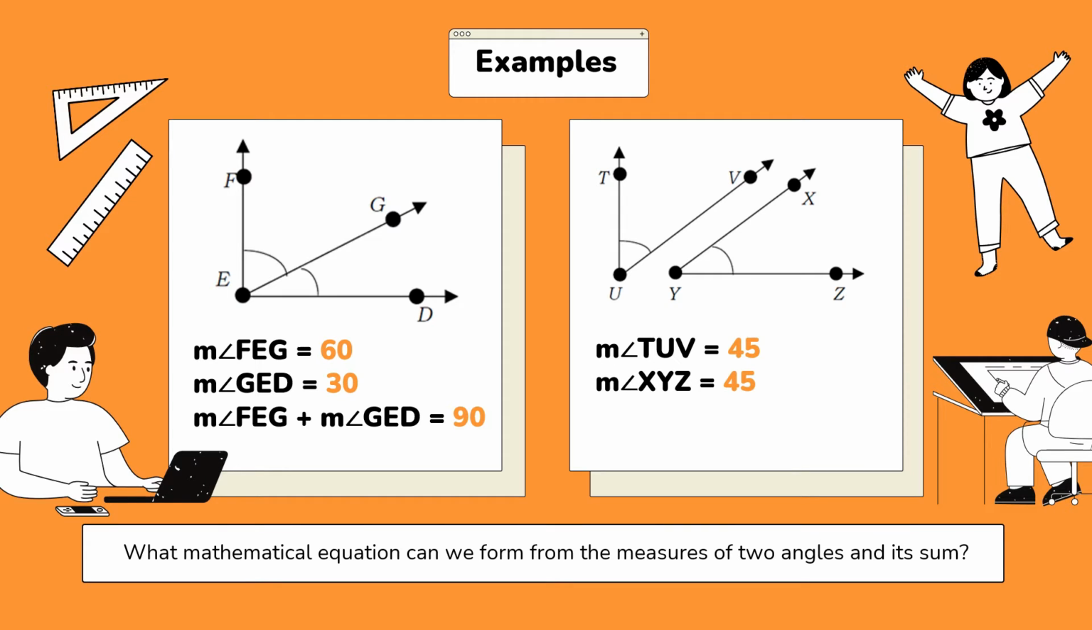Alright, now for the second example, the measure that we got from angle TUV is 45 degrees. And likewise with angle XYZ, we also got 45 degrees. Now what mathematical equation can we form from the measure of the two angles and its sum? That is right. The measure of angle TUV plus the measure of angle XYZ is also equal to 90 degrees.